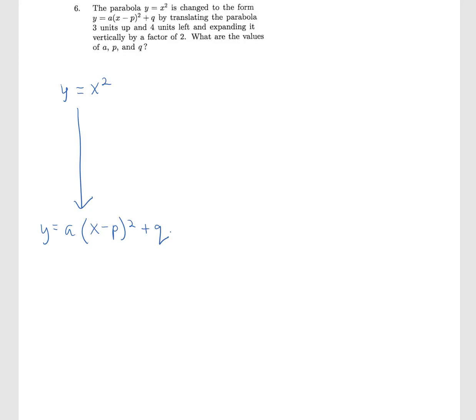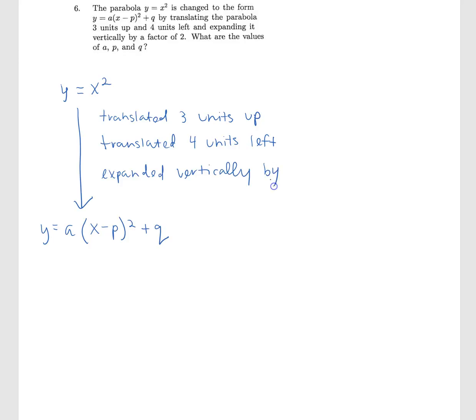So what we've done in this change is translated 3 units up, translated 4 units to the left, and expanded vertically by a factor of 2. So let's look at all these things in turn and think about how this relates to our variables here in our new equation.